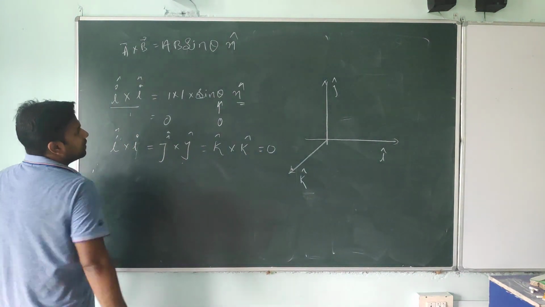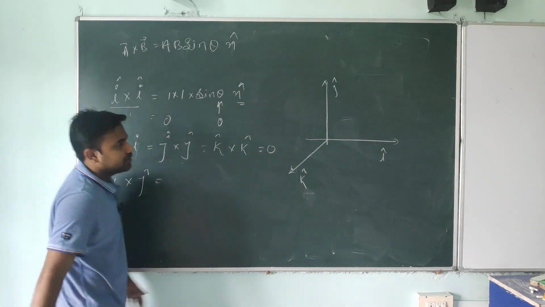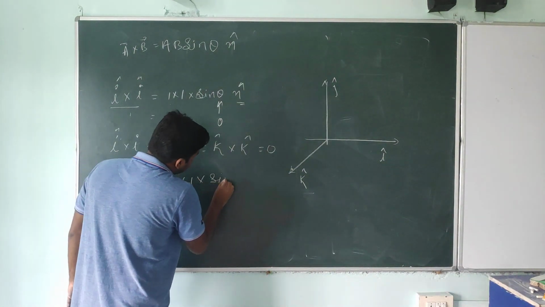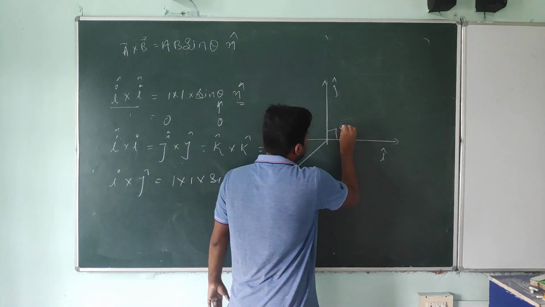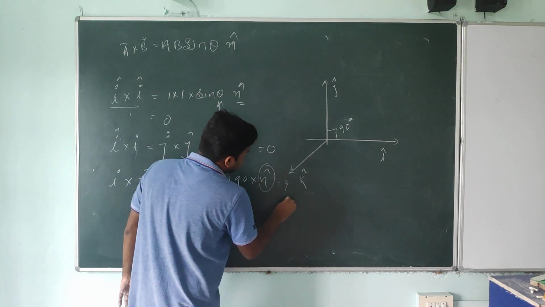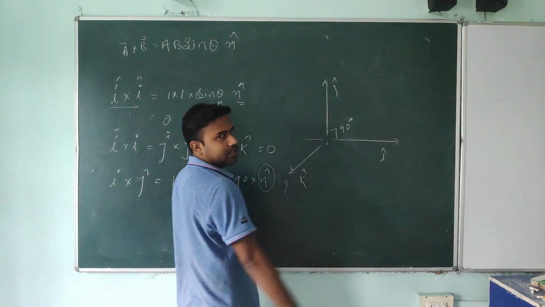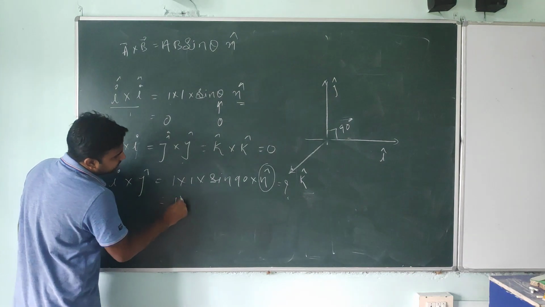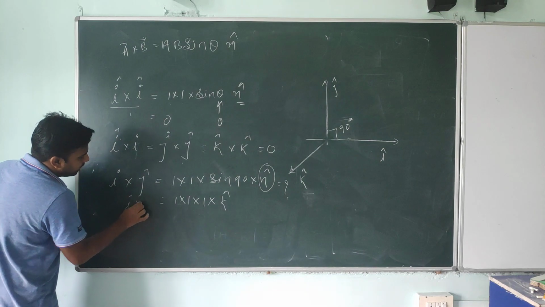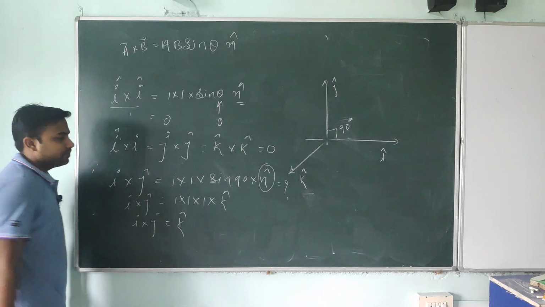Now if we take I cross J vector, what will we get? I cross J. Look, first I am writing 1 cross 1 into sin of the angle between I and J, which is 90 degrees, into n cap. So now we have to find what n cap will be. Using the right hand thumb rule we can find for I J, we are getting K cap. So here we can write 1 into 1 into 1 into K cap. This is I cross J. So I cross J, what are we getting? K. Now I am writing J cross K.